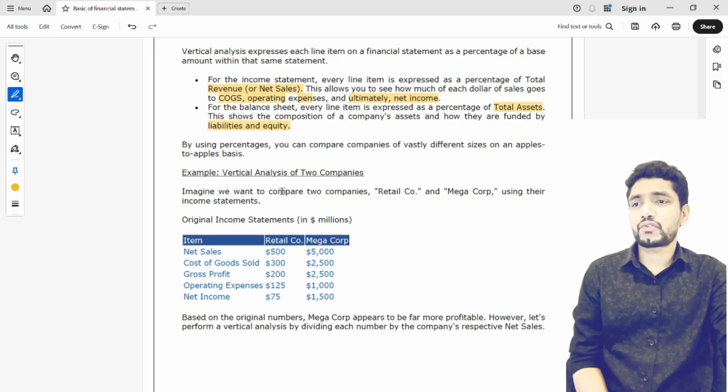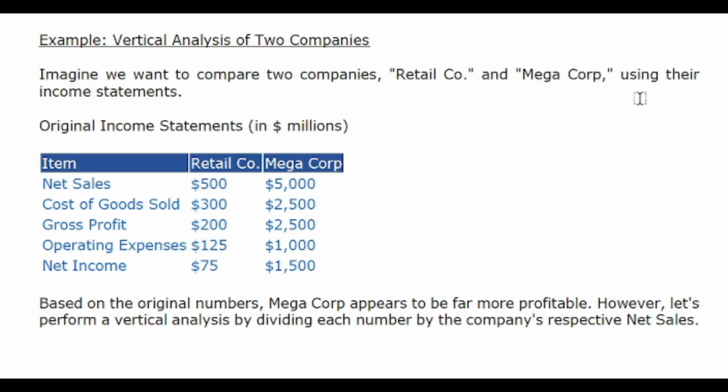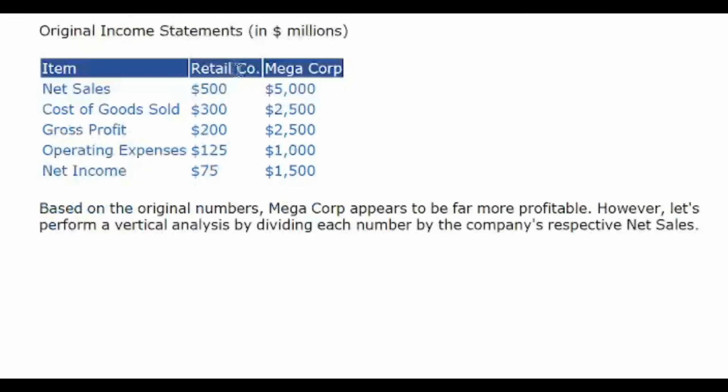Imagine if you want to compare two companies, Retail Co and Mega Co, using their income statement. So you can see their original income statement. In this case, the net sales is much higher in Mega Corp compared to Retail Corp, because this is a smaller company, this is a bigger company. So if you want to compare the two businesses which have different level of operation or different size, you can use vertical analysis.